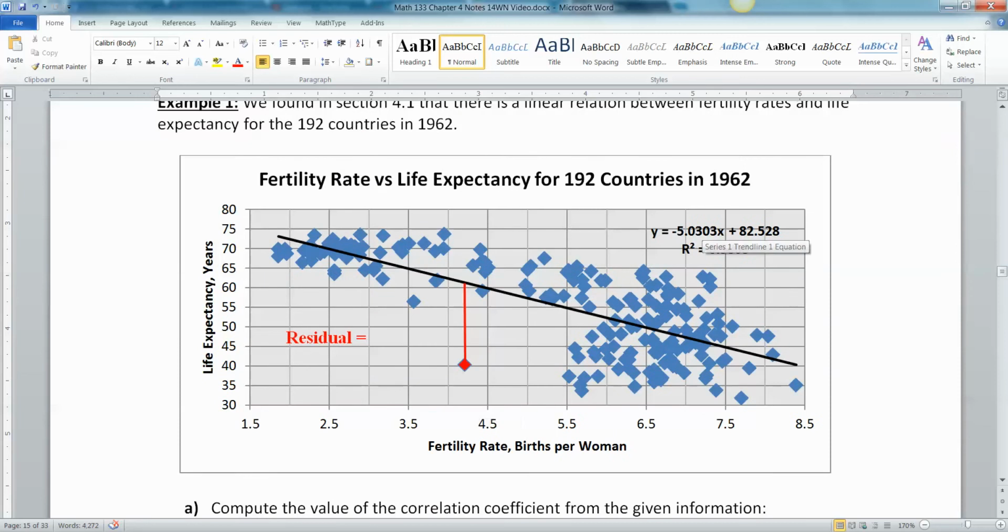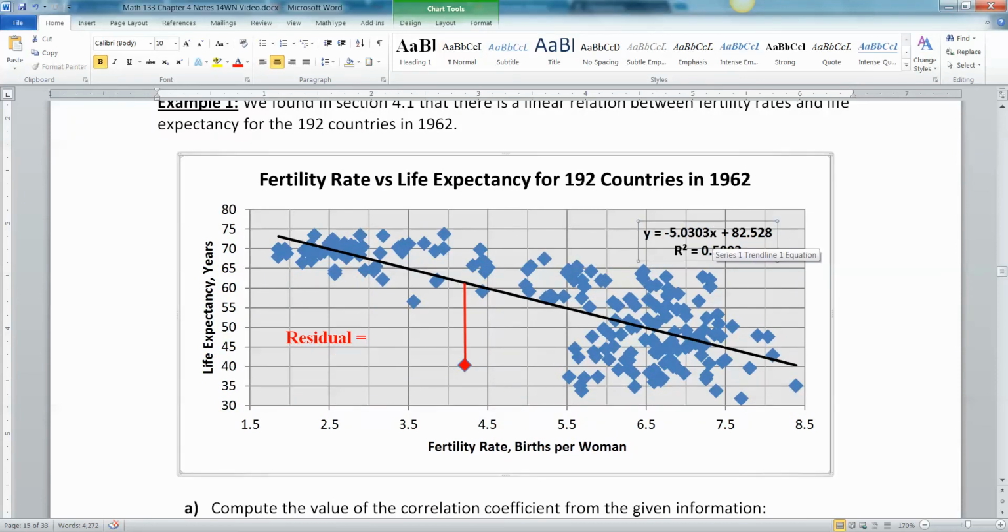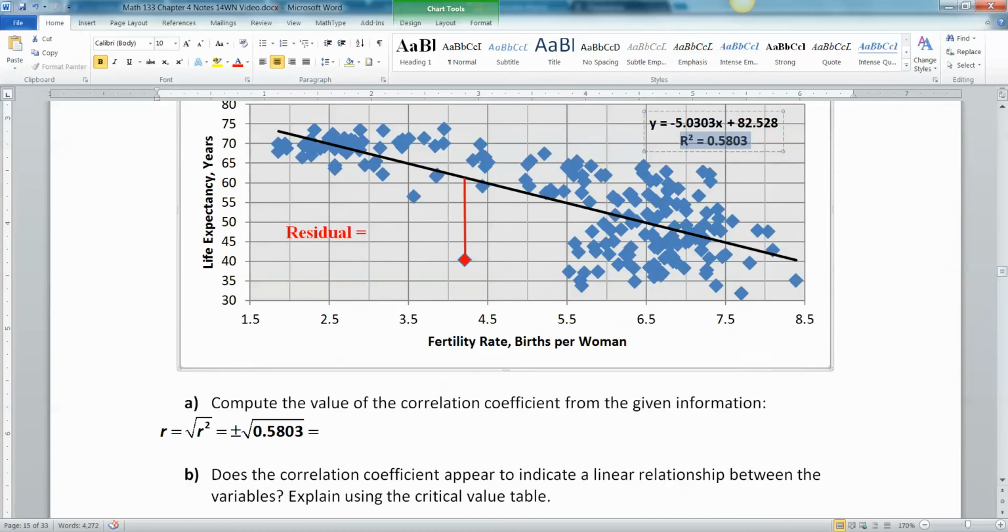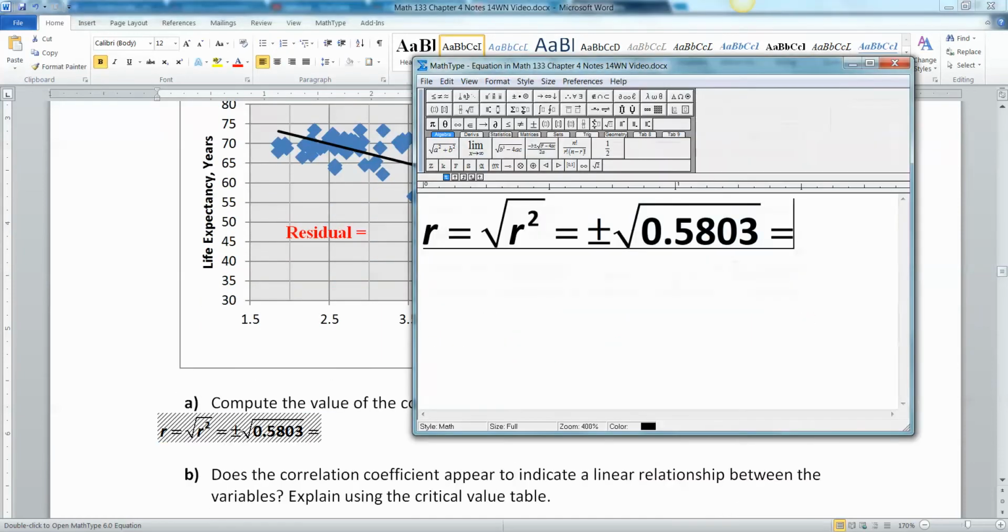Now you can see when you run this with Excel, which is what this is, that Excel gives us R squared. See it right there, R squared? So how can we use that to find the correlation coefficient? Well, the correlation coefficient is R. So it's really plus or minus the square root, and you're going to have to know which one to pick. So it's either the positive square root or the negative square root.